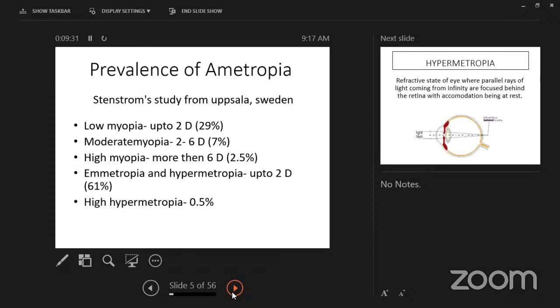Then this is the prevalence of ametropia. Low myopia up to 2 diopters is 29%. Moderate myopia, 2 to 6 diopters, is 7%. High myopia, more than 6 diopters, is 2.5%. Emmetropia and hypermetropia up to 2 diopters is 61%. And high hypermetropia is 0.5%.